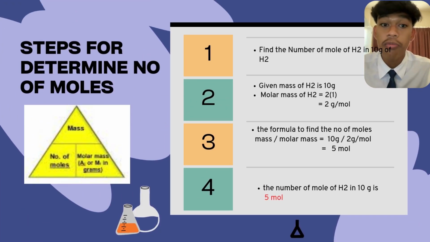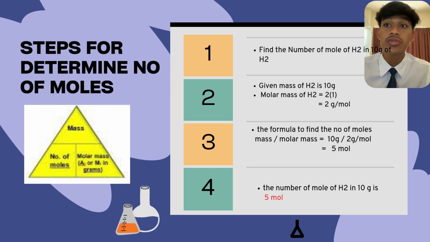Now, to determine the number of mole. I will show you guys step by step to determine the number of mole. First thing first, we must read the question. Find the number of mole of H2 in 10 gram of H2. Second step, we must list out the information given from the question, like the given mass of H2 is 10 gram.